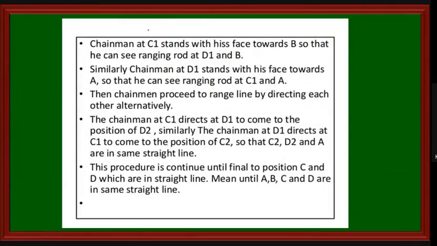The chainman at M1 stands facing towards station D so that he can see the ranging rods at D1 and B1. Similarly, the chainman at D1 stands facing towards A so that he can see the ranging rod at C1. This is nothing but what I have explained with the help of the figure. They have mentioned everything here.